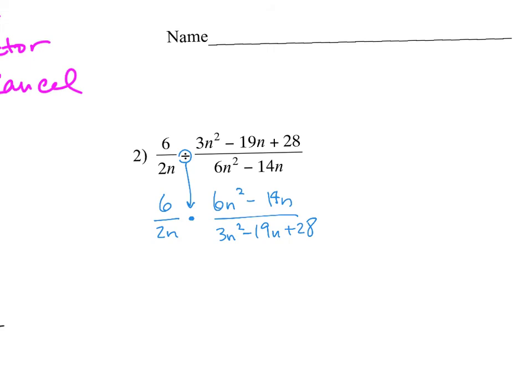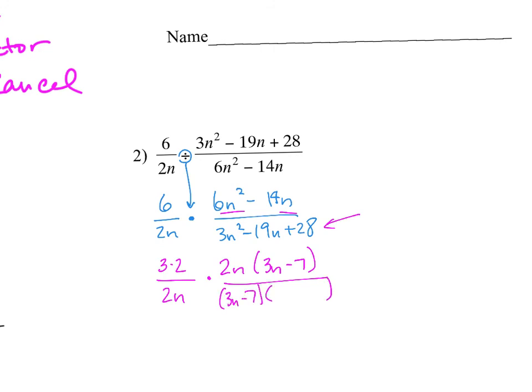So I'm going to have 3 times 2 on top, 2n. Here, let's see, what do these 2 terms have in common? I believe they have a 2n in common. And the bottom is a trinomial that does factor. It's 3n minus 7 and n minus 4.